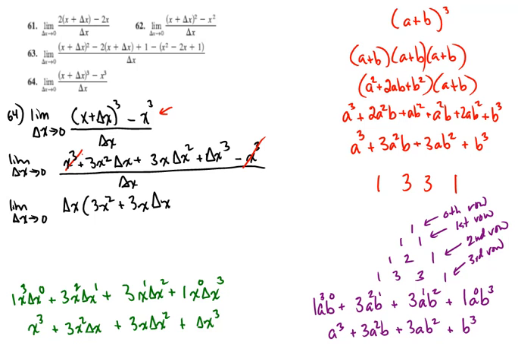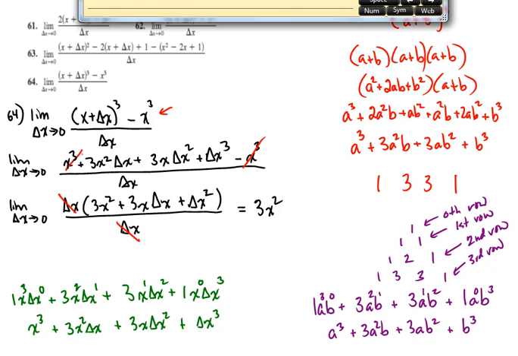We'll get delta x times 3x squared plus 3x delta x, and then delta x squared, all over delta x. The delta x's cancel. And you can now set all the delta x's to 0, so the 3x delta x and the delta x squared will go to 0, leaving you with a limit of 3x squared. And that does it for this problem.